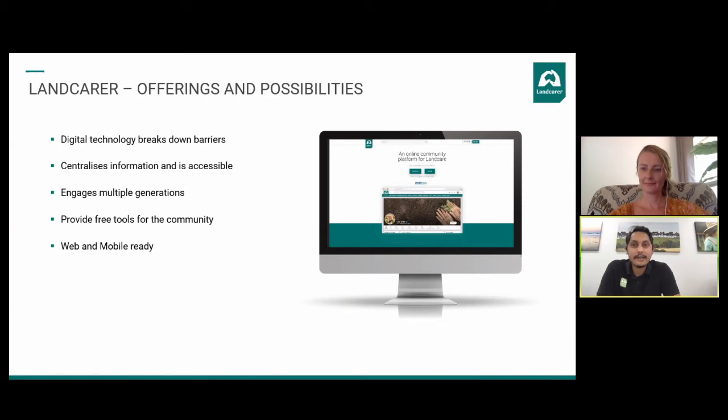But before jumping into Landcarer and what it's all about, I'd like to quickly take you through how Landcarer came about, to give you a sense of where we're coming from. Since joining Landcarer Australia almost 4 years ago, I've been engaging with groups in the digital space. And I've come across a few challenges.